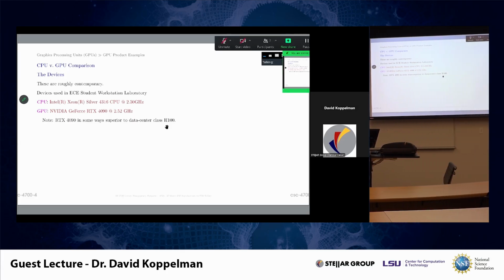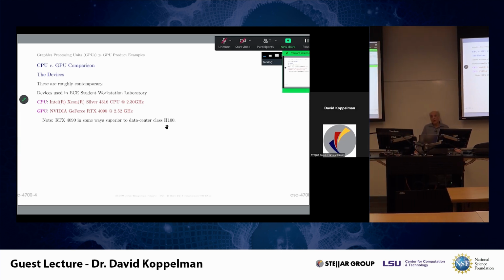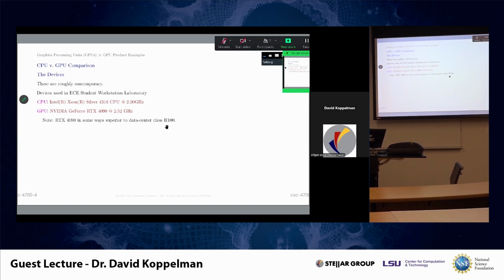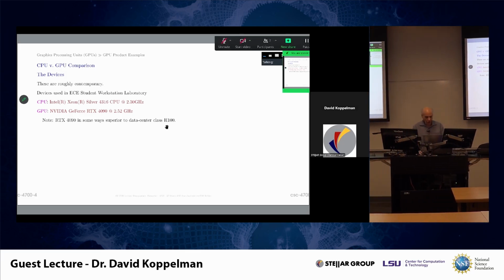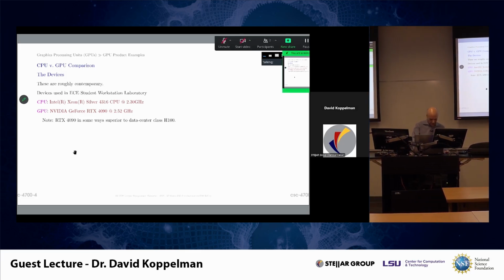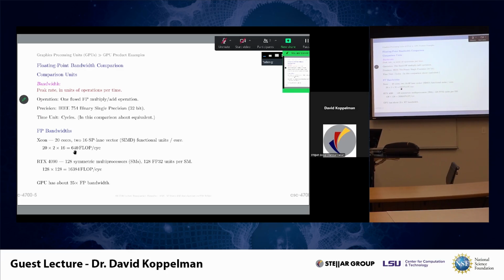One reason is I'm not doing double precision calculations. So if you're not using double precision floating point and you don't need a massive amount of memory, the 4090s are the way to go. And of course the price helps too. All right, so let's compare them.